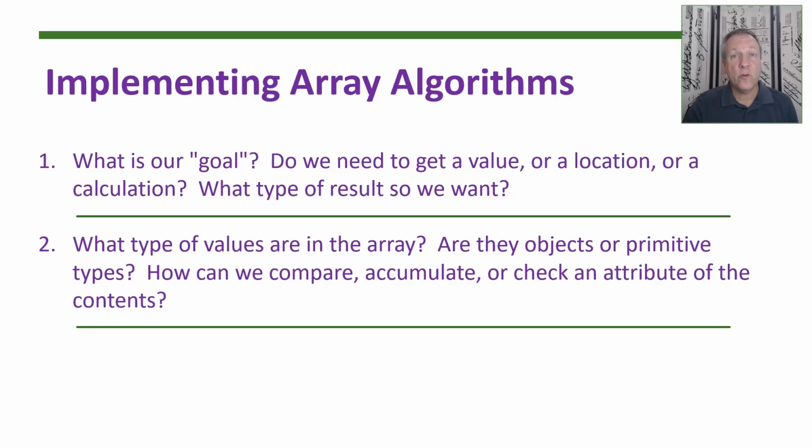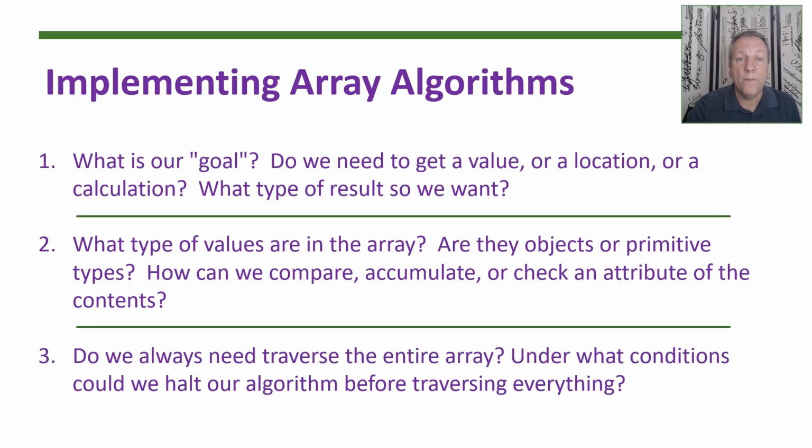What type of values are in the array? Are they objects or primitive types? How can we compare, accumulate, or check an attribute of the contents of the array? And finally, do we need to traverse the entire array? What would be the conditions where we could halt our algorithm before we traverse through the entire data structure?